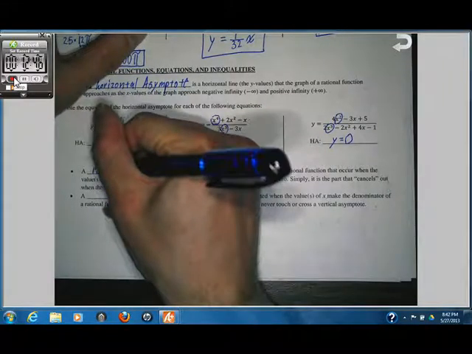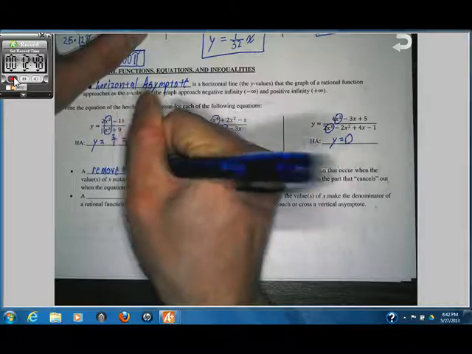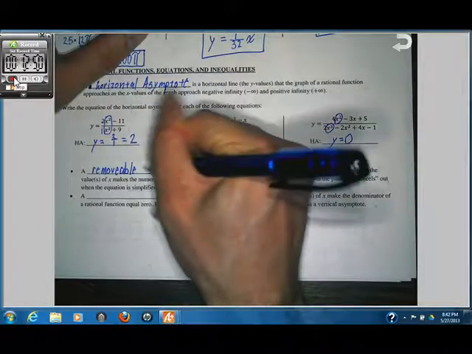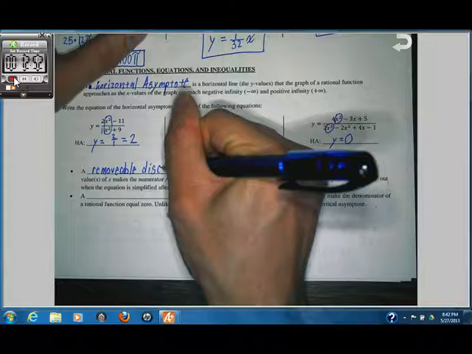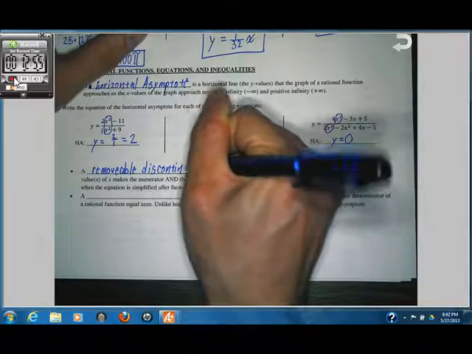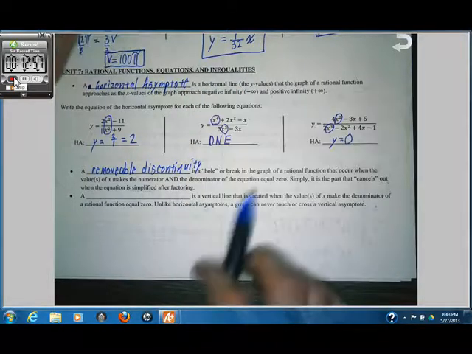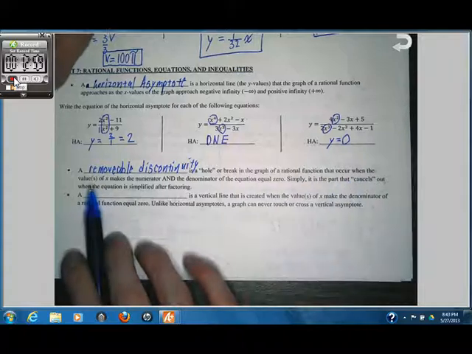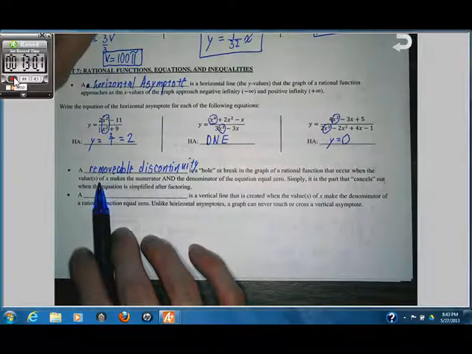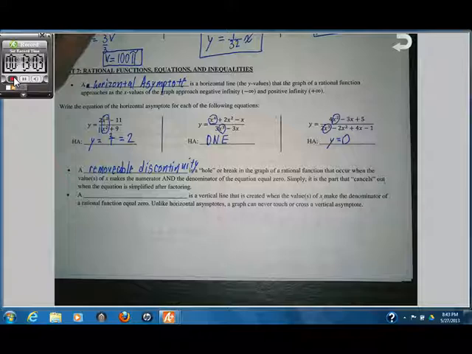A blank is a vertical line created by the values of x in the numerator. A rational function is equal to 0. Unlike a horizontal asymptote, the graph can never cross or touch a vertical asymptote. And by the way, that was the answer. Gotta love it when the answer is in the question, don't you?